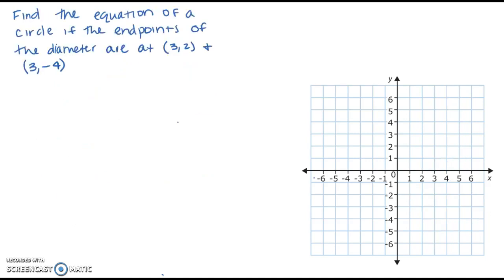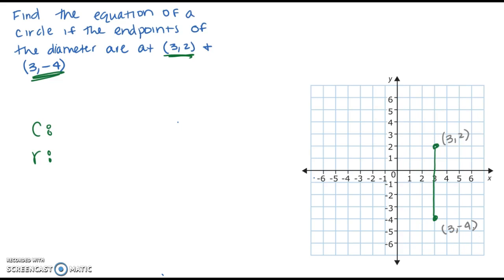You will often be asked to find the equation of a circle. A lot of times I find it's helpful to draw a picture of whatever your situation is. So this one says find the equation of a circle if the endpoints of the diameter are at (3, 2) and (3, negative 4). So let's plot those points. (3, 2) and (3, negative 4). If I'm going to write an equation of your circle, you need a center and you need a radius. So let's see what we got. I also sometimes find it helpful to actually write down the points, especially if you're drawing a grid by hand, it can get a little confusing.